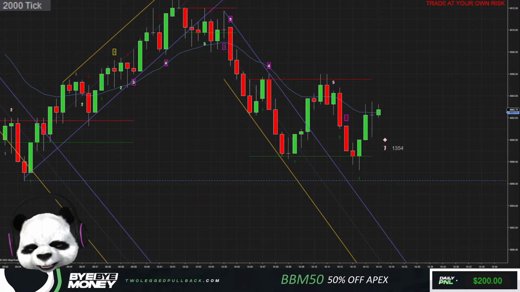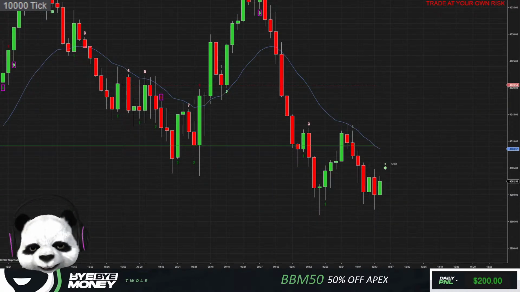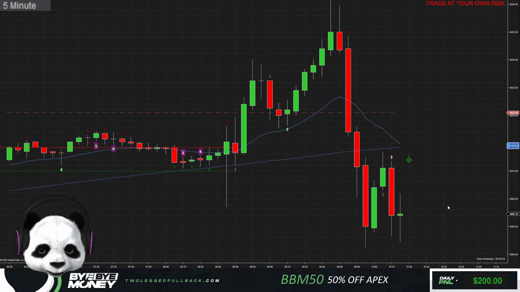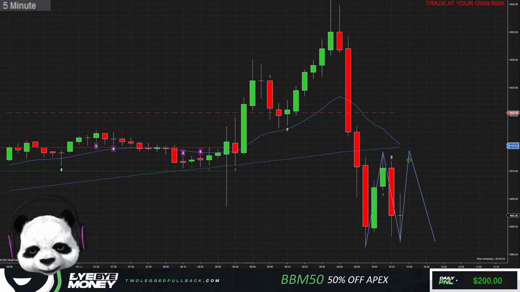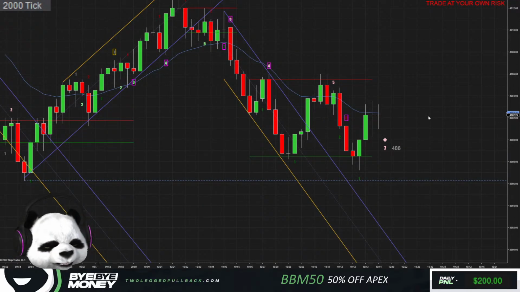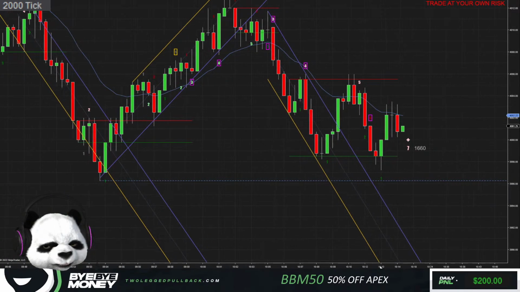Things are getting very choppy on the higher time frames. 10,000 tick chart getting inside bars. Choppiness also on the 5 minute. Maybe looking for a two leggy here on the 5 minute. A, B, C. Things getting confusing. Market trying to figure out what's happening here. I think we're gonna make a new low, but we'll see.